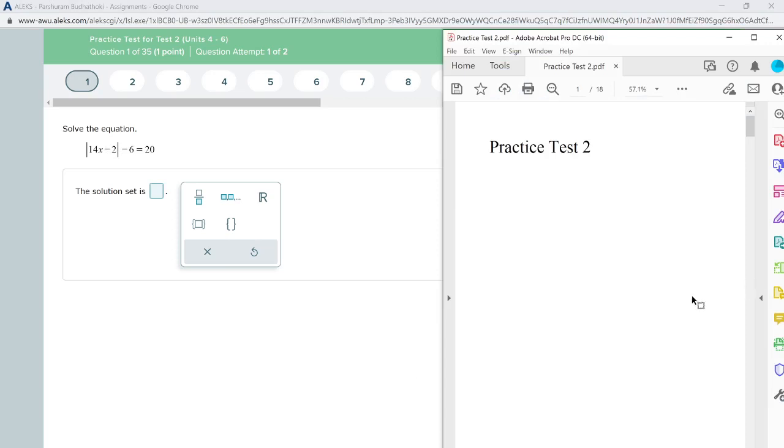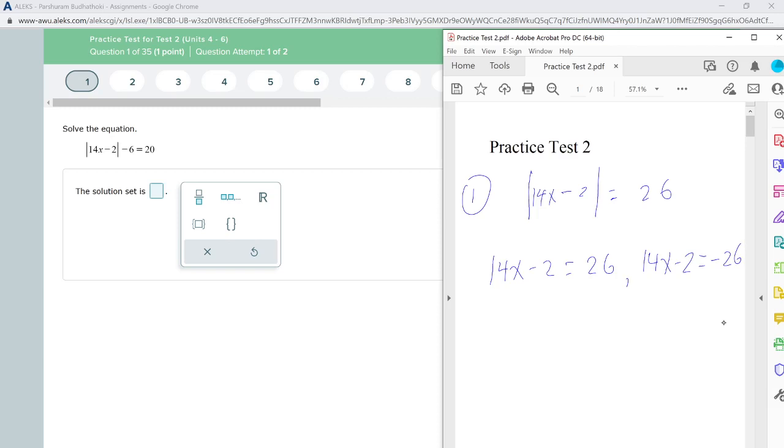To solve this kind of equation, because you have one absolute value on the left side, just add 6 to both sides to bring this 6 to the right side. By doing that, you will find the absolute value of 14x minus 2 equals 26. After that, because an absolute value equal to a positive number gives you two options: 14x minus 2 might be equal to positive 26, or 14x minus 2 might be equal to negative 26. So we need to solve both of them.